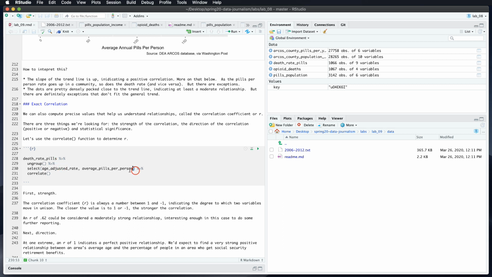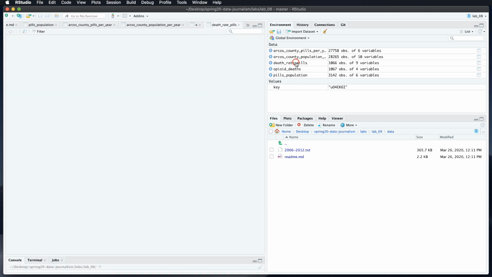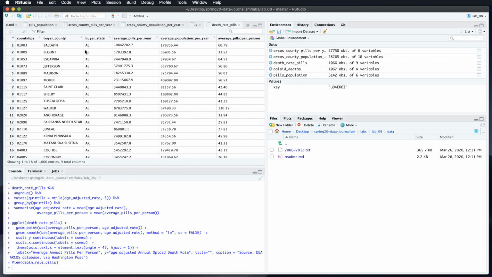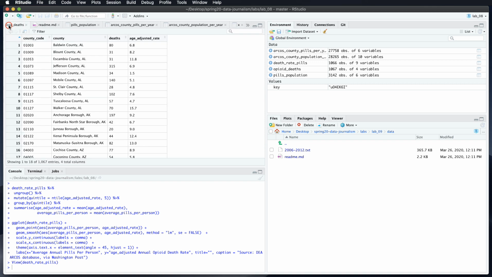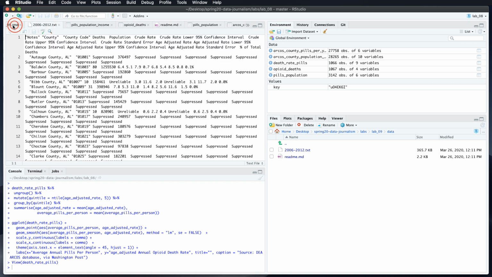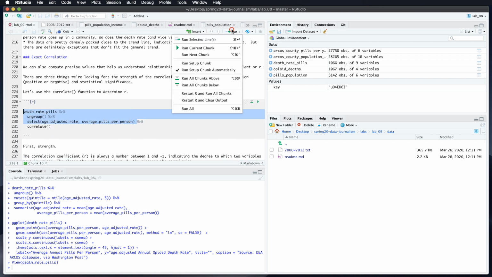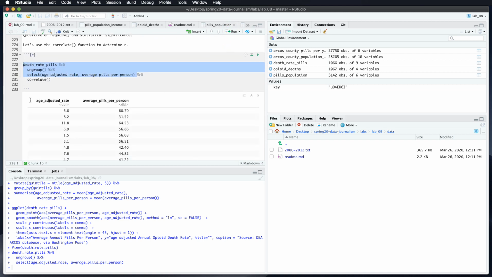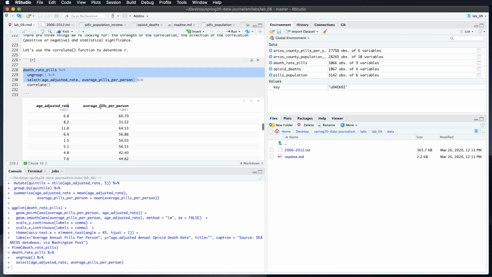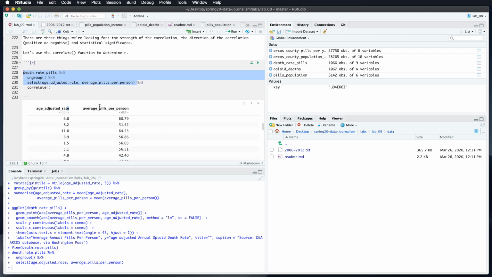And then lastly, we're going to select only those columns that we want to correlate. So right now, death rate pills contains 9 different things, including the county name, but we want to get it down to just 2. So ultimately, all we want are the 2 things we want to test the relationship between: the age-adjusted death rate and pills per person. We don't want county or any of that stuff. If we leave that in, it's not going to work. And now I'm going to say correlate.